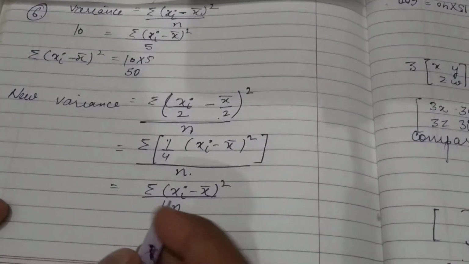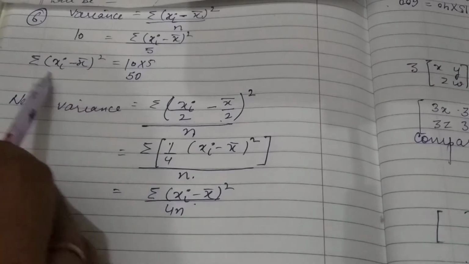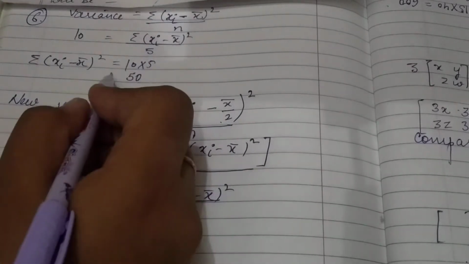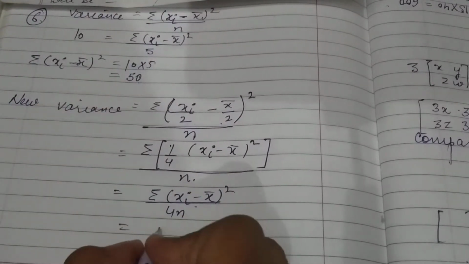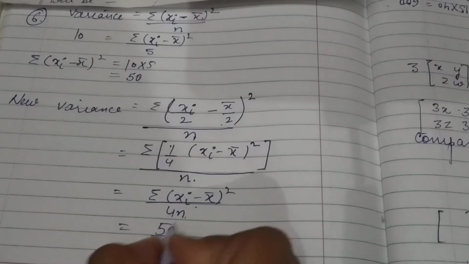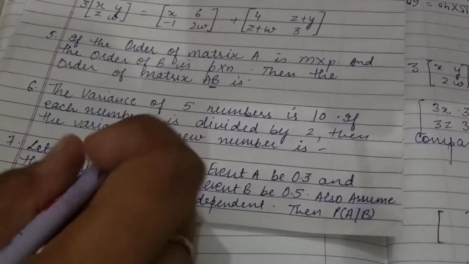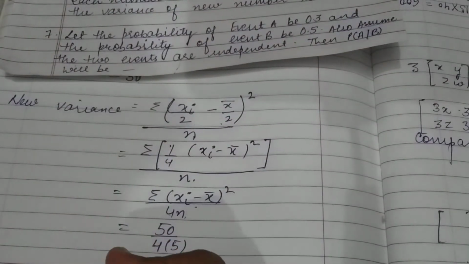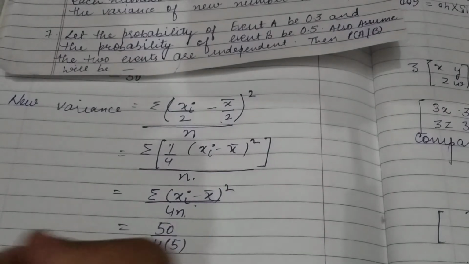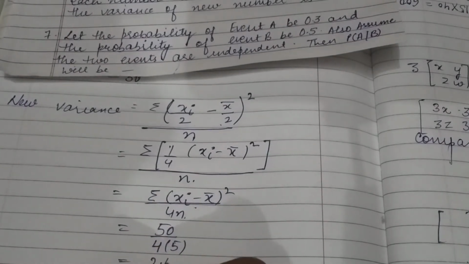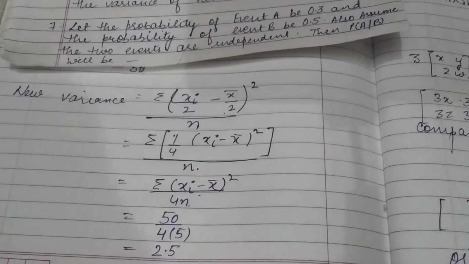So we know the value for this, as we have already calculated, this is 50. So we are putting 50 and the 4n. We know that the number of terms is 5, given in the question itself. So we are calculating and there comes the new variance, 2.5.